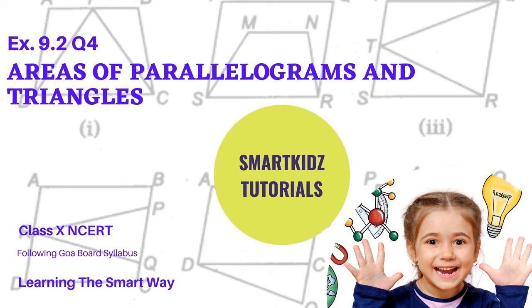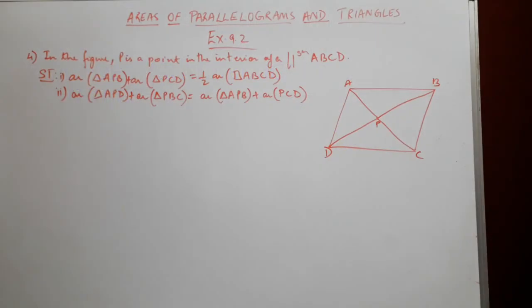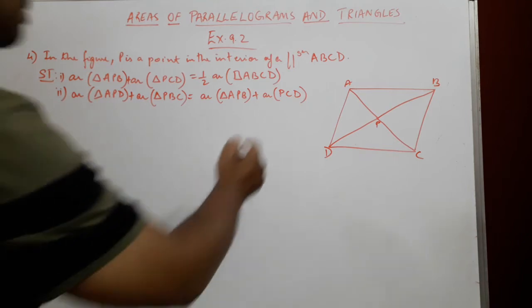Hello students, in this video we will be solving question number 4 from exercise 9.2, which says: in the figure, P is a point in the interior of a parallelogram ABCD. Show that area of triangle ABP plus area of triangle PCD is equal to half area of quadrilateral ABCD, or you can say parallelogram ABCD. The second one that we need to show is that area of triangle APD plus area of triangle PBC is equal to area of triangle APB plus area of triangle PCD.